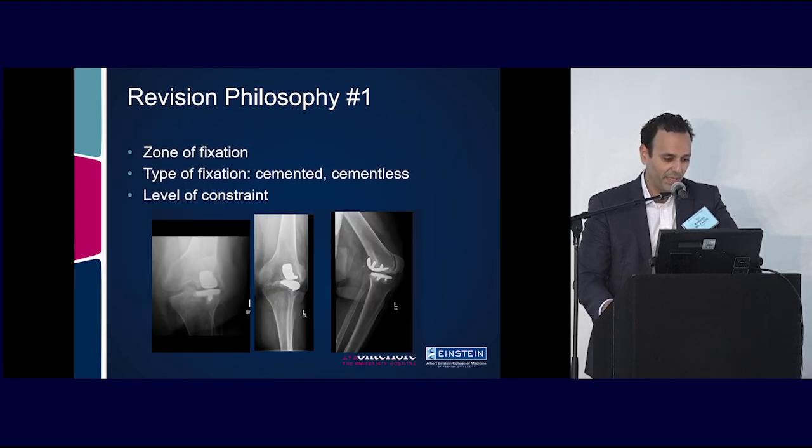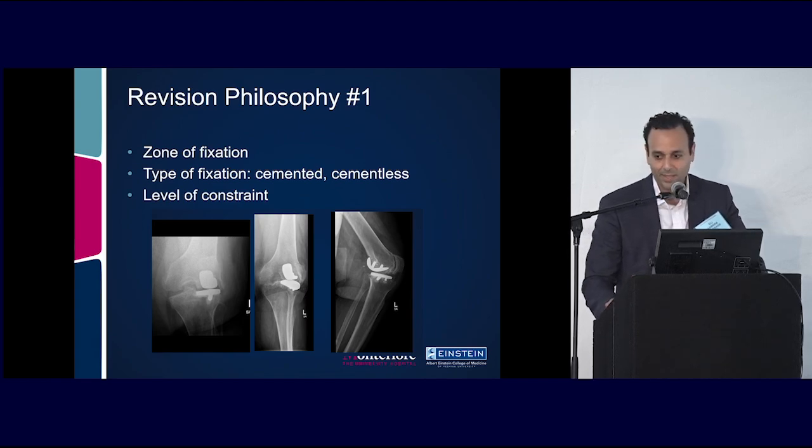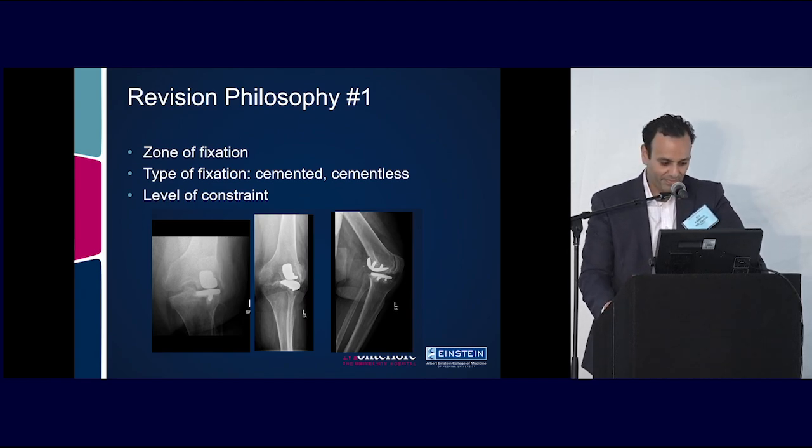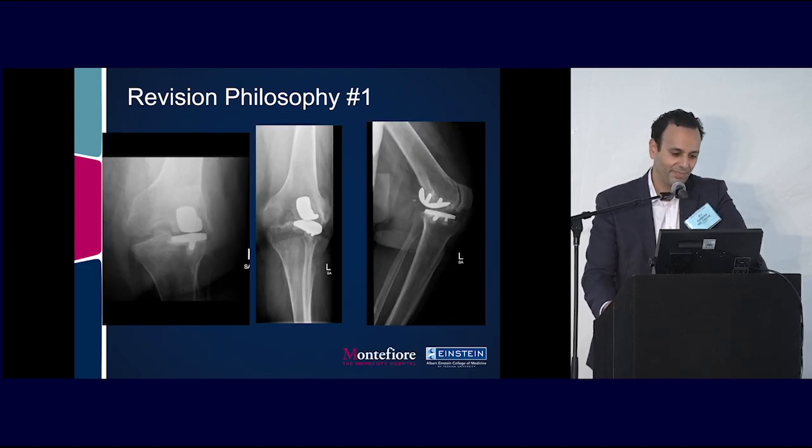So, Jeff, I was hoping you could take us through these 3 things. This is how every time I talk to the residents, the fellows: the zone of fixation, the type of fixation that you're doing, cemented, cementless, and how you're deciding your level of constraint for this type of case. Yeah, so I think this is kind of like a pseudo revision, especially on the lateral side like that. I think you have a lot of bone to work with here, and so this is kind of an in-between a primary and a revision workflow for me probably. I'm going to try and do as much as I can with regular implants.